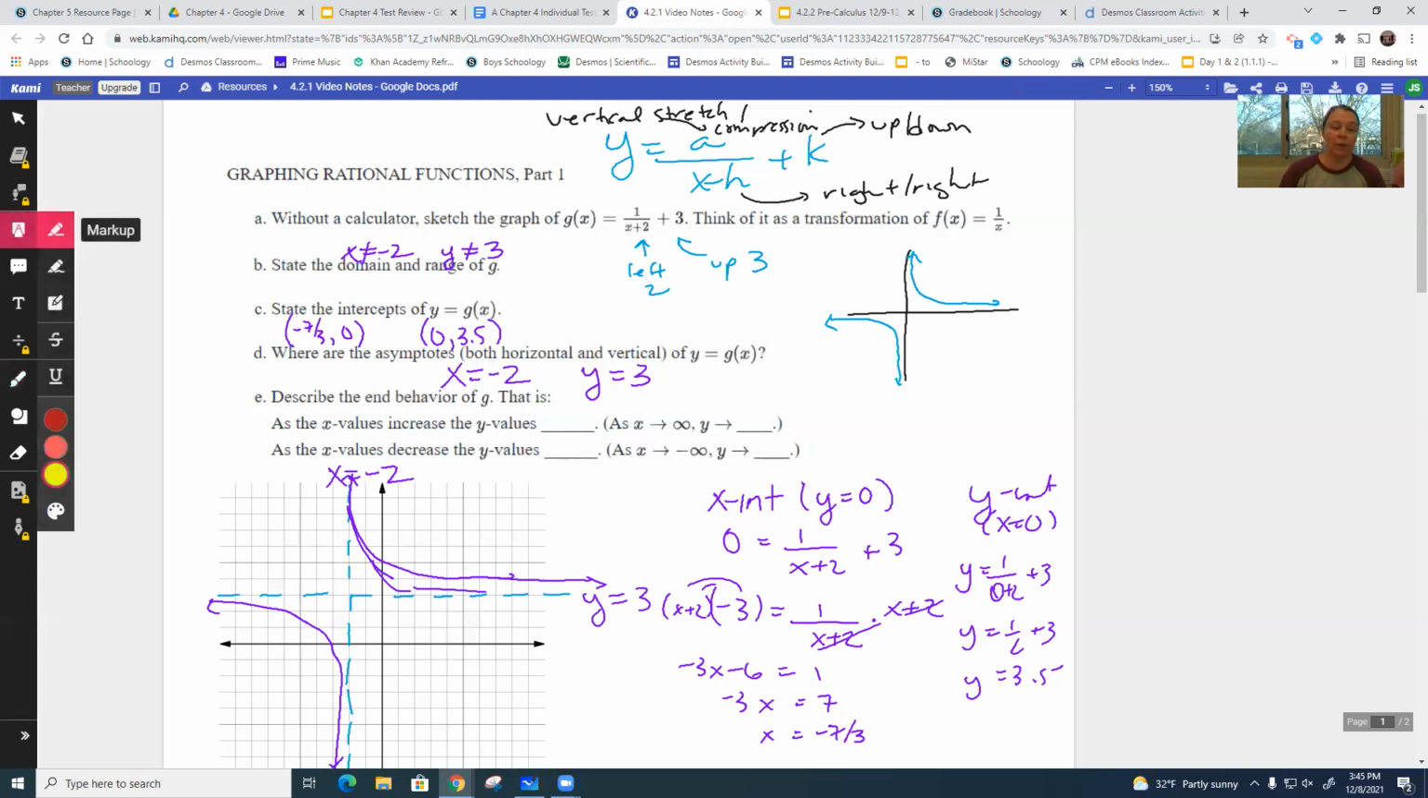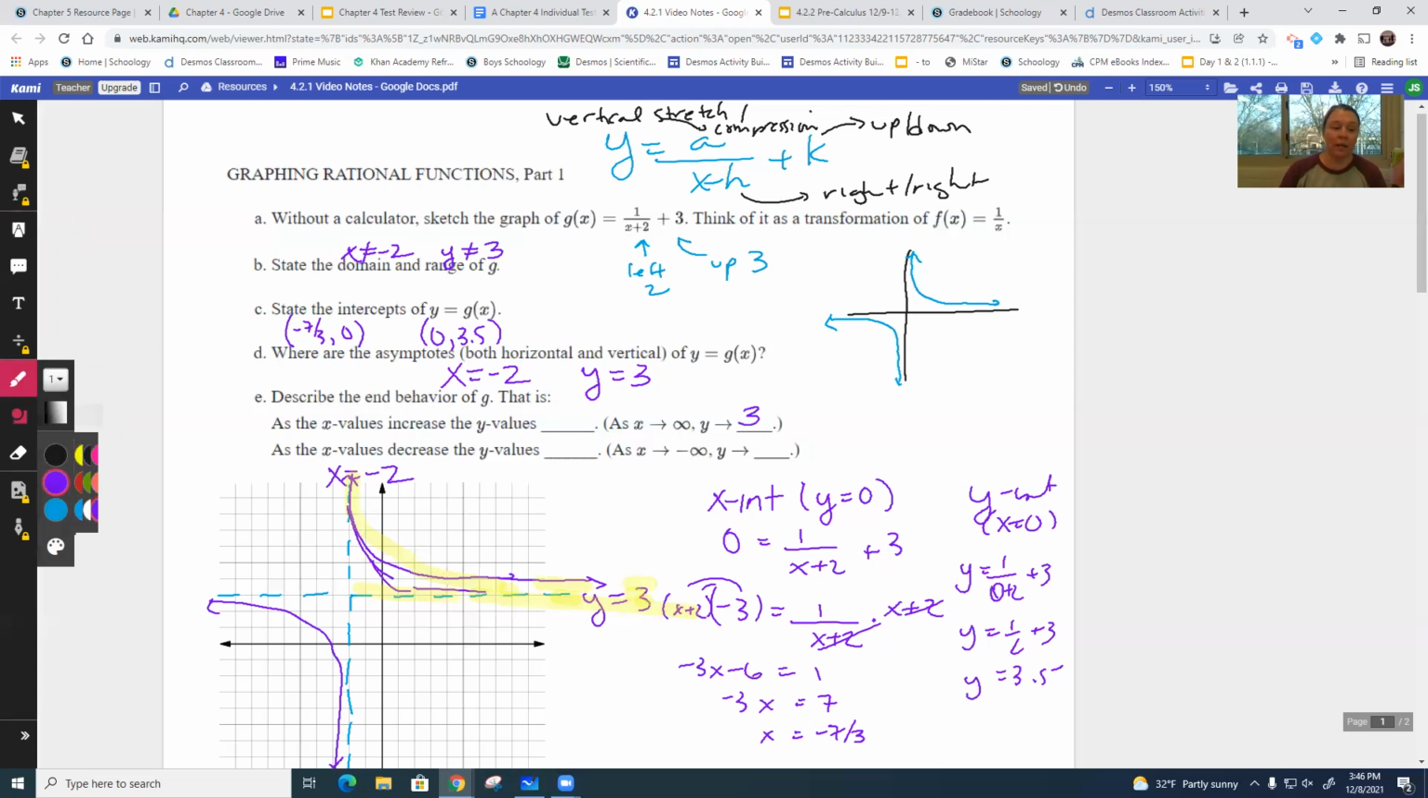So on this graph, my x values get bigger, bigger, bigger. As I'm going this way horizontally, my y values are getting smaller, smaller, smaller, but they're not getting smaller without bound. They're leveling off at this horizontal asymptote of 3. So we would say as x approaches infinity, y approaches 3.